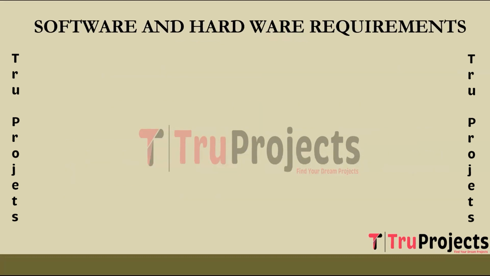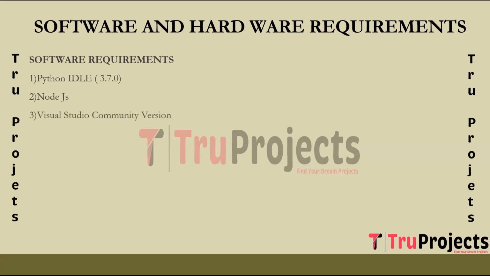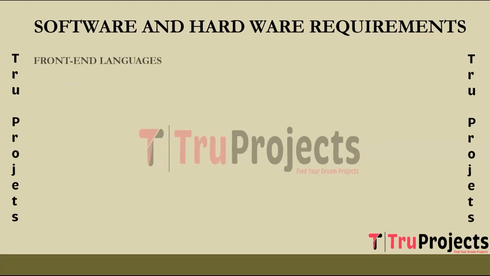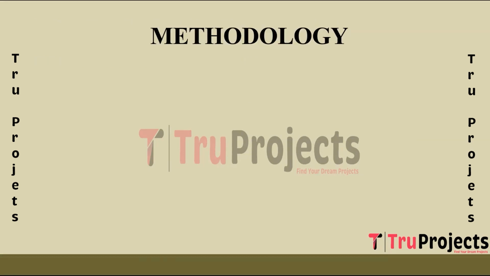To implement this project, we need requirements, and the requirements are: coming to software requirements, we need Python ideally of 3.7.0 version, Node.js, Visual Studio Community version, Ganache, MetaMask, which is a Chrome extension. Backend languages which are required are Python, JavaScript, Solidity. Hardware requirements are processor of i5 and above, RAM of 8 GB and above, ROM of 20 GB and above. Coming to front-end languages, we need HTML, CSS, JS, Bootstrap 4. Framework is Flask.